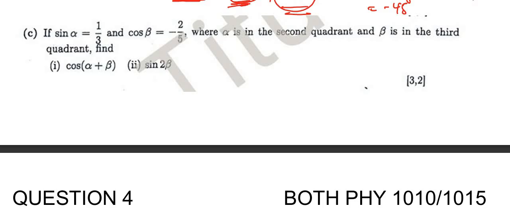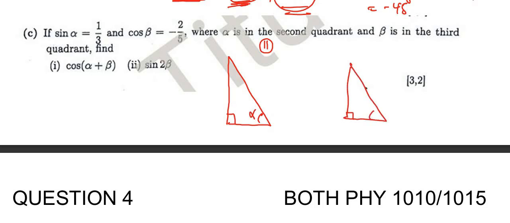Then this one here, we can just evaluate this using a particular triangle. So they've already given us the quadrants where these guys are coming from. Alpha is in the second quadrant, so this is supposed to be coming from the second. Then beta is in the third quadrant, so we know this is the third quadrant we're dealing with.